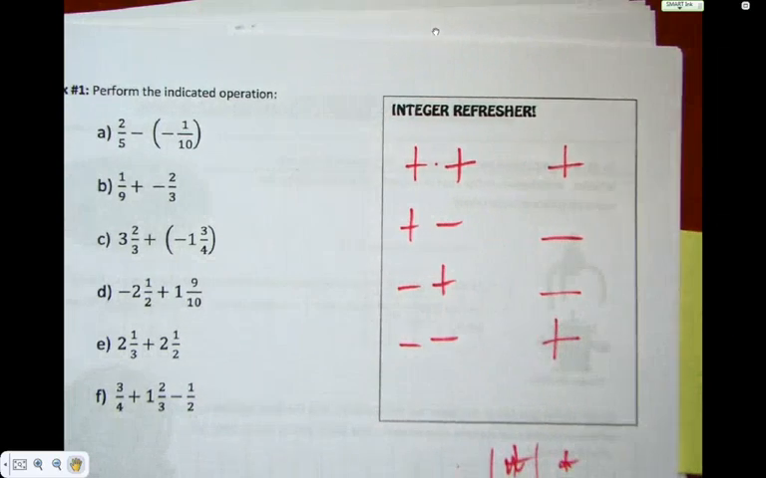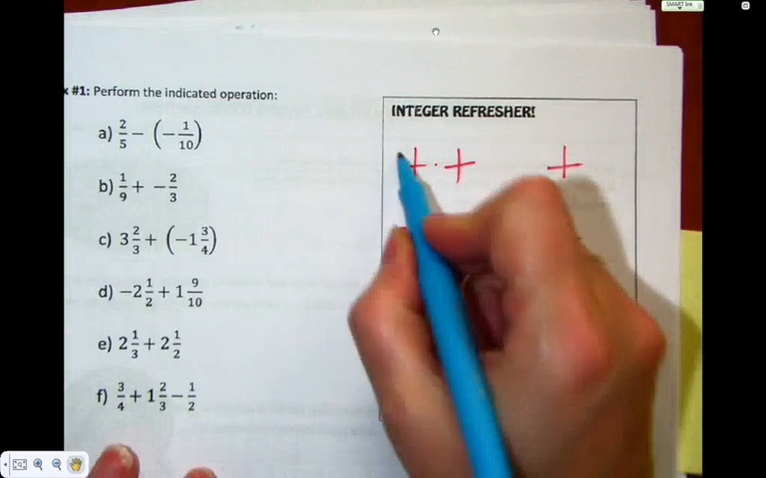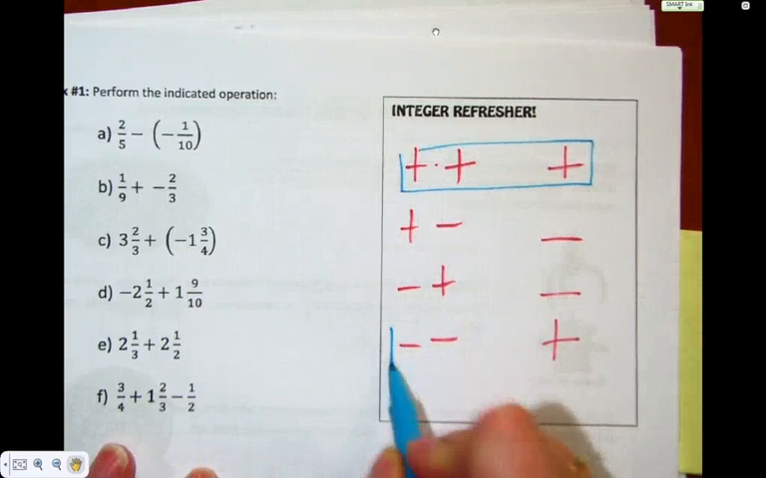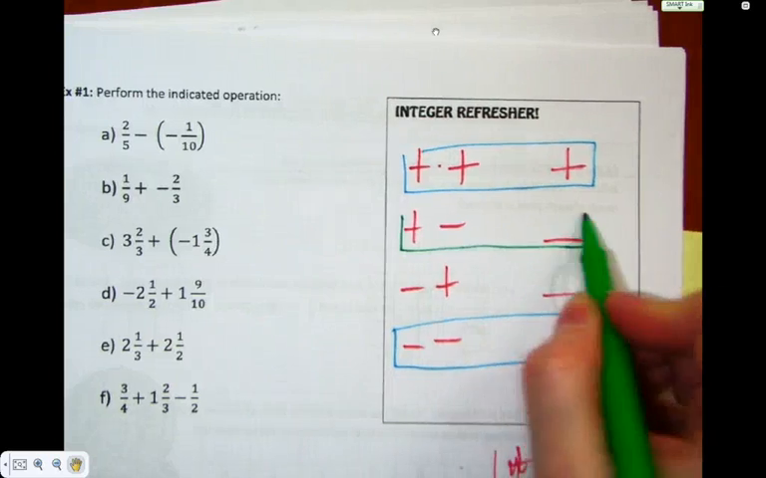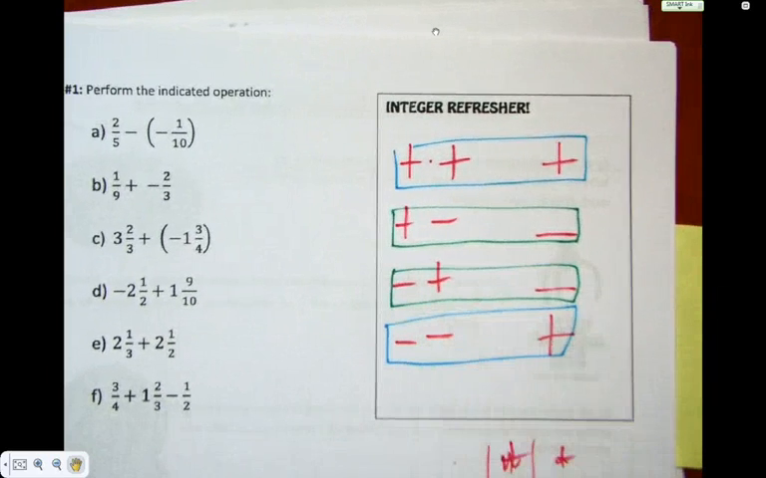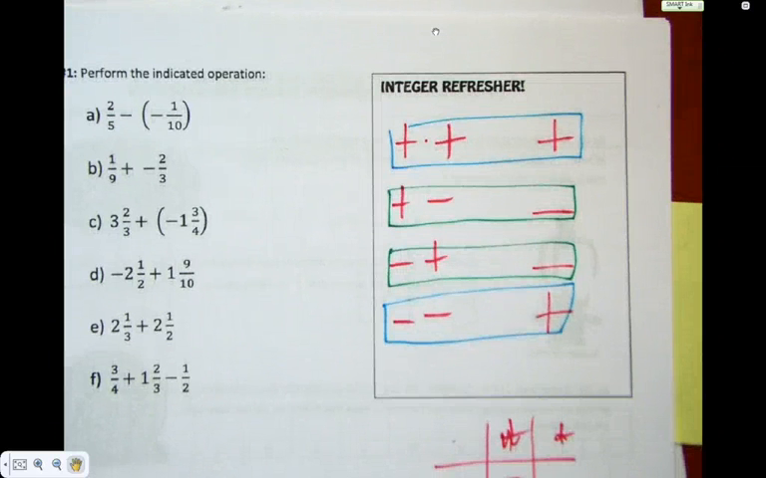If you are a wordy person, here's how to say the exact same thing in words. When the signs are the same, the answer will be positive. I'm going to repeat that if you're a wordy person. If the signs are the same, the answer will be positive. If the signs are different, the answer will be negative. I'll repeat that. If the signs are different, the answer will be negative. Does that work for division too? Yep.